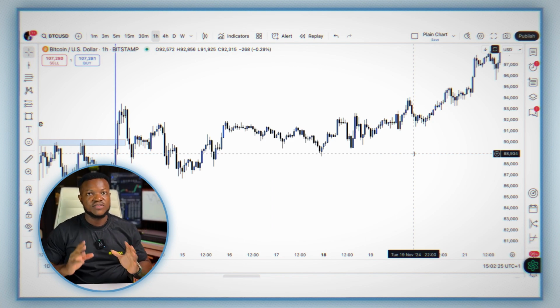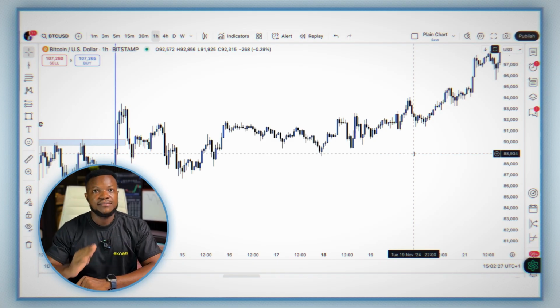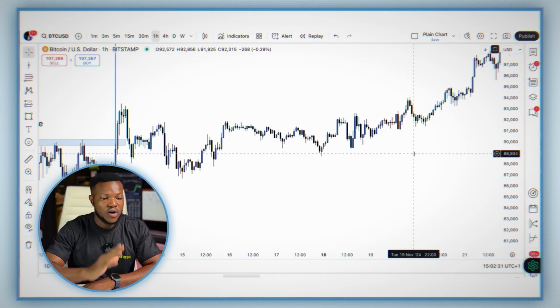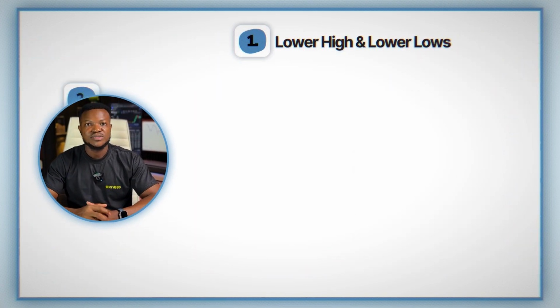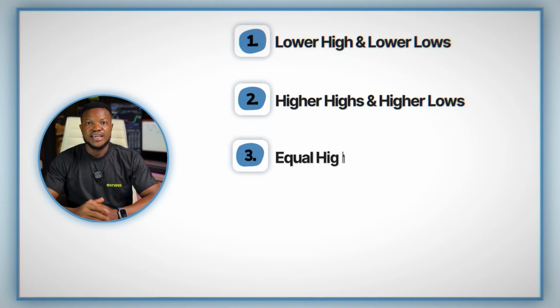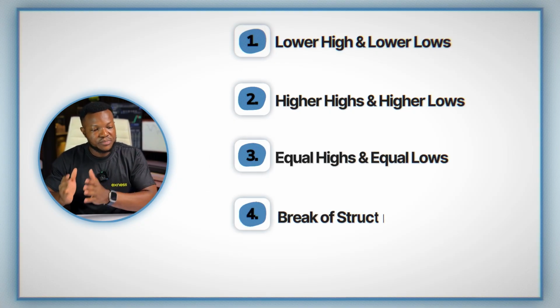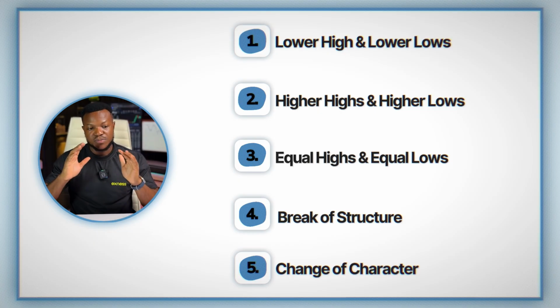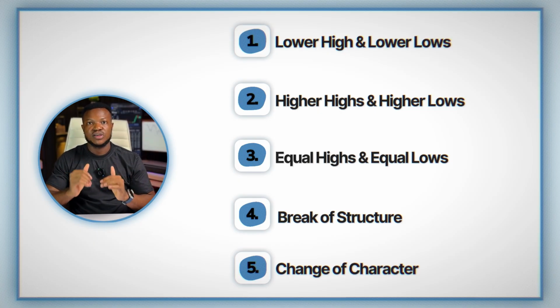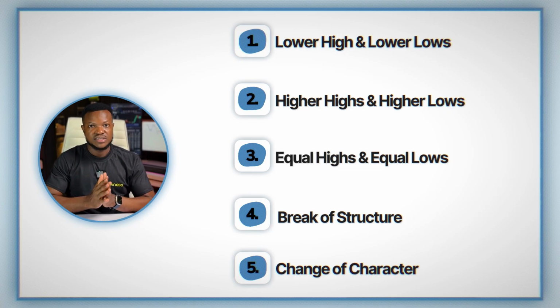Now, in the concept of market structures, there are key elements that every trader must know in order to be a master of this concept. And those elements are lower highs and lower lows, higher highs and higher lows, equal highs and equal lows, break of structure, and also change of character. I'm going to be taking you guys through all of these concepts as we make progress on this particular video.